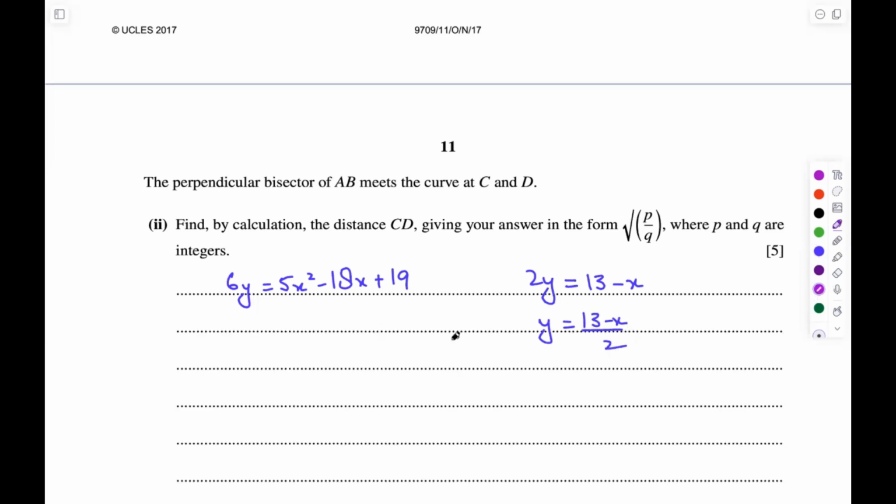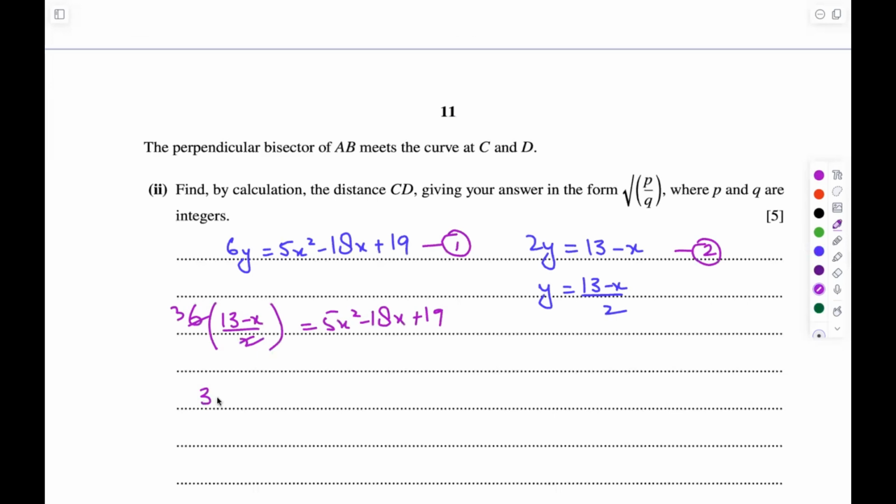Now substituting this into the equation of the curve, so that will be 6 into 13 minus x upon 2 equals 5x squared minus 18x plus 19. 2 and 6 will cancel out, so this will become 3 into 13, which is 39, minus 3x, is equal to 5x squared minus 18x plus 19.